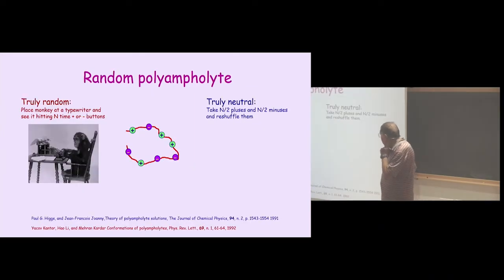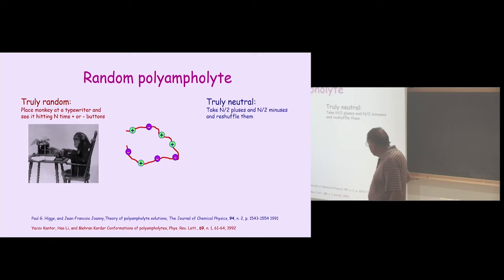So now about polyampholytes. You can imagine random polyampholytes, or you can, of course, imagine all sorts of sequences of pluses and minuses in this molecule. But the most natural would be random polyampholytes. So here, random polyampholytes, you can imagine two versions of random polyampholytes. One is truly random, that this chimpanzee will produce if it has a typewriter with only two buttons, plus and minus, it will boom, boom, boom, boom, boom.